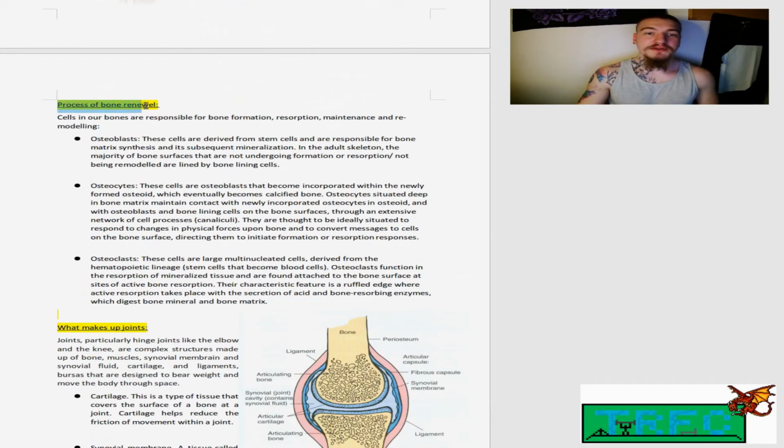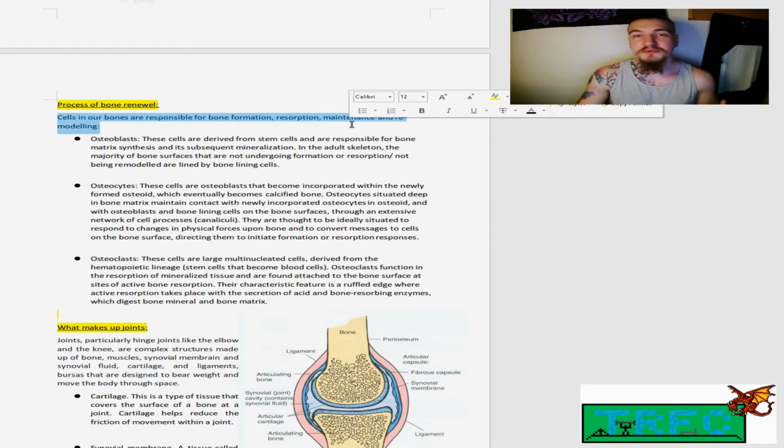Now then, our next point of conversation today is the process of bone renewal. Cells in our bones are responsible for bone formation, reabsorption, maintenance and remodelling. And these are done through three different cells.